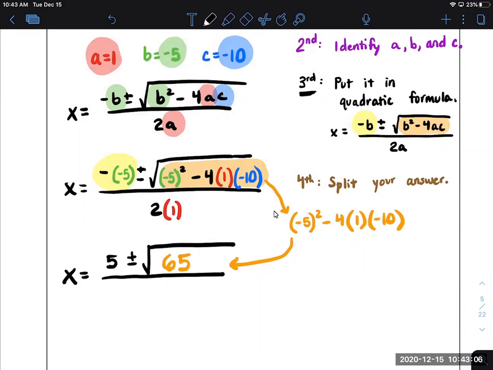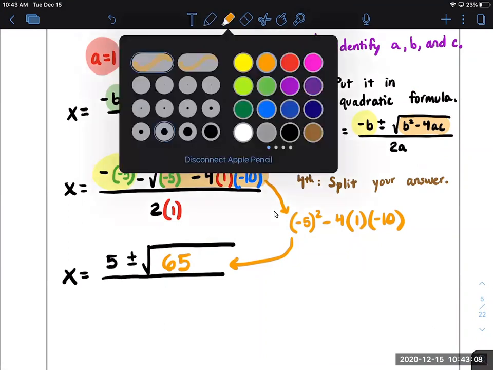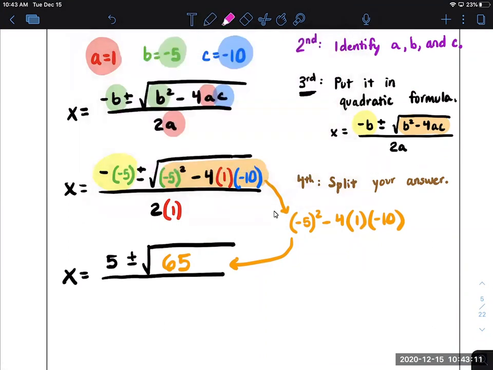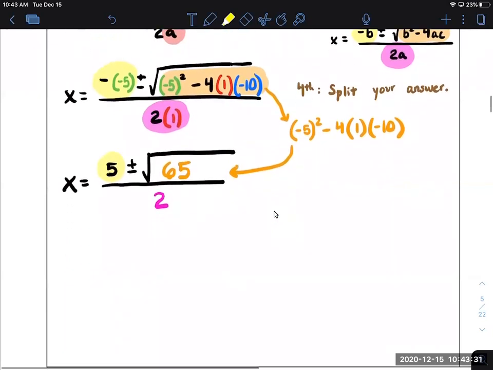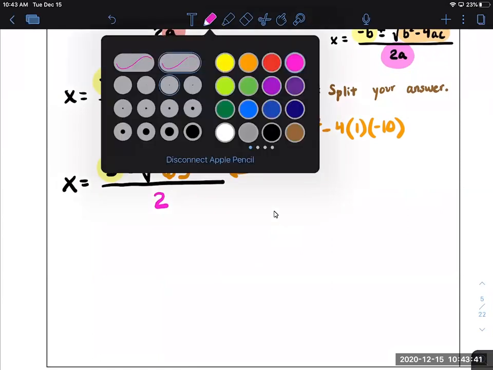Then we are going to divide it by, and we need to simplify the bottom. Pick a color I haven't used, pink, 2a. So that's here, 2 times 1. Well, you guys know 2 times 1 is just 2. And I apologize for this first one. I should have made that yellow, but then maybe you couldn't have seen it. So my exact answer is x equals 5 plus or minus the square root of 65 divided by 2. So that's our exact answer.